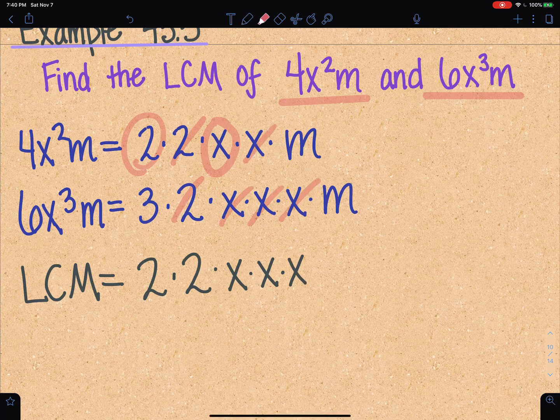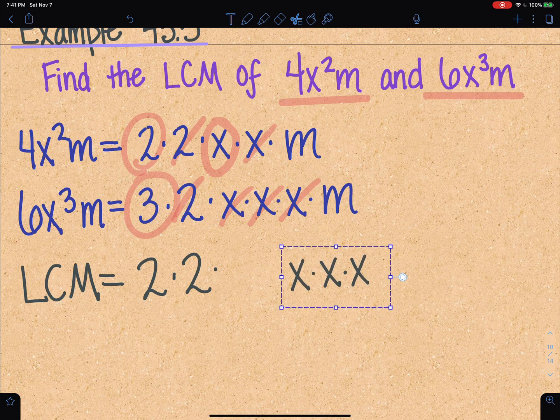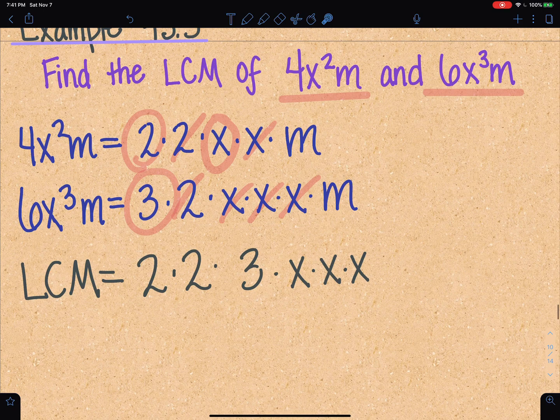Ooh, look, I almost skipped the 3 again. So let's do the 3. I'm actually going to go back and write the 3 here. And I only need one of them because it only shows up one time. So that's the maximum number of times. Now what about this m? It shows up once on the top, once on the bottom. So I only need one m. And now I've taken care of all of them.